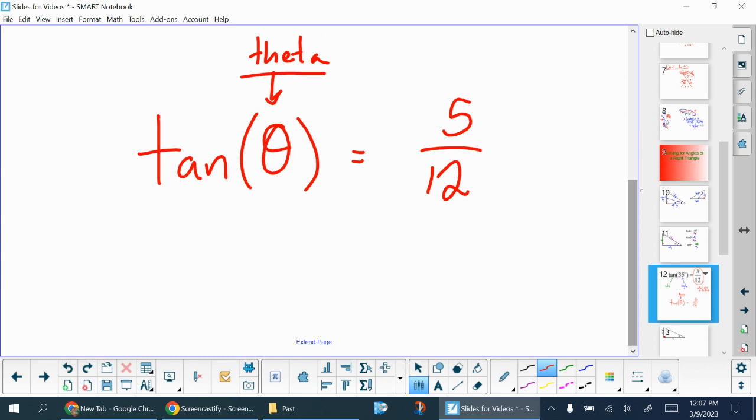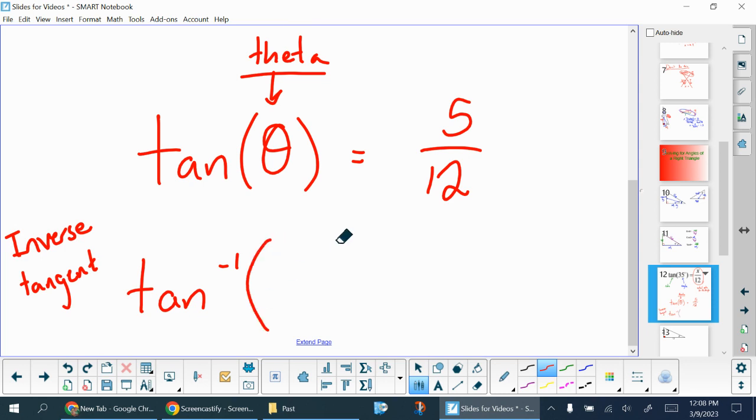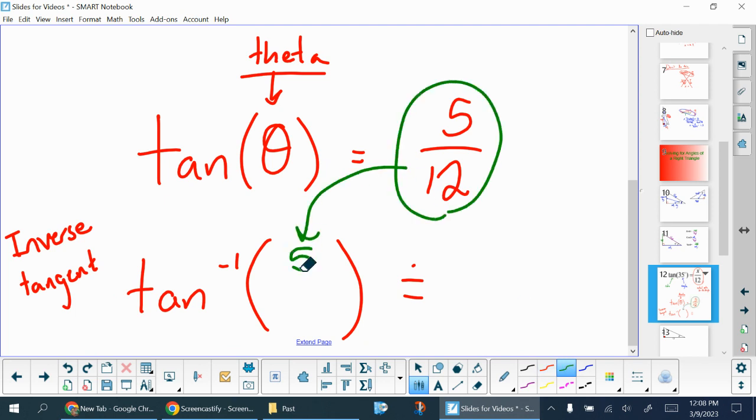So what we need instead is to use the inverse tangent. When we use the inverse tangent, it's denoted with this little inverse symbol. This is read as inverse tangent. All an inverse does is switch around what you put in and what you get out. With normal tangent, we put in an angle and get out a ratio. With an inverse tangent, we put in the ratio, in this case 5 over 12, and we get out the angle.